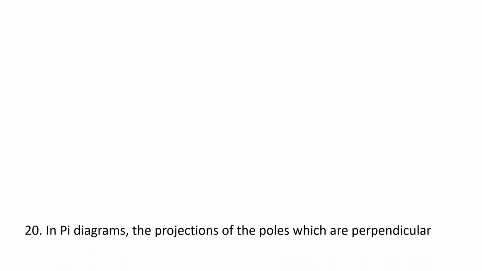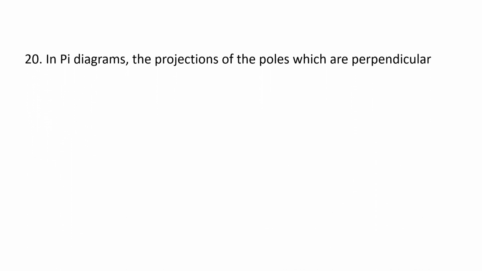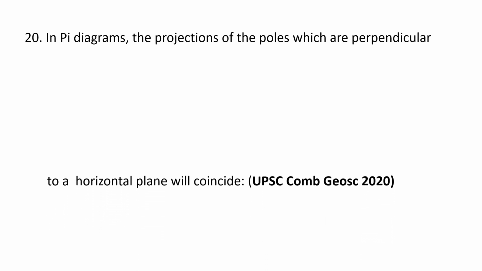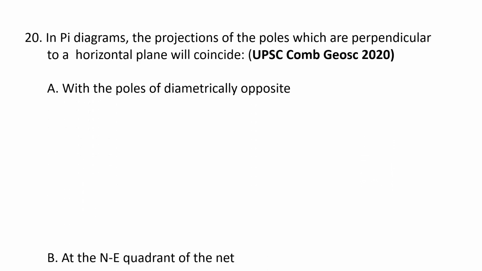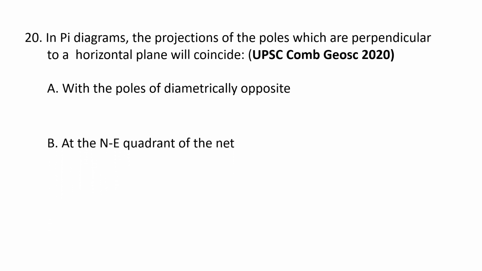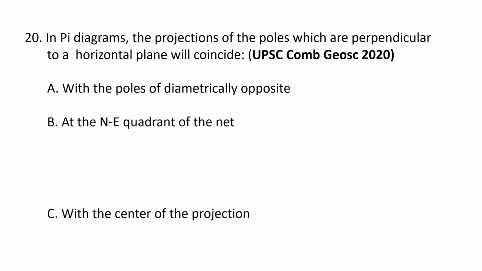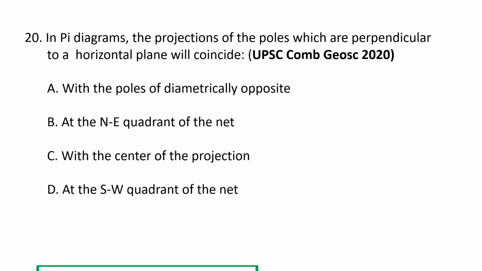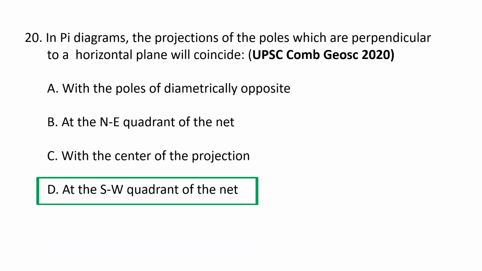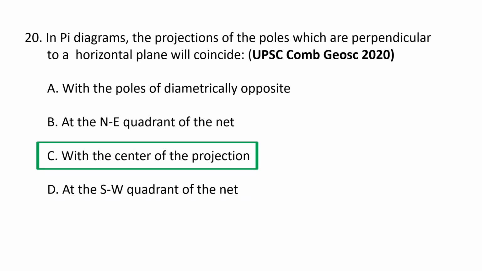Next question. In pi diagrams, the projections of the poles which are perpendicular to the horizontal plane will coincide A. with the poles of the diametrically opposite, B. at the northeast quadrant of the net, C. with the center of the projection, and D. at the southwest quadrant of the net. So in pi diagrams, the projections of the poles which are perpendicular to a horizontal plane will coincide with the center of the projection. C is the correct option.